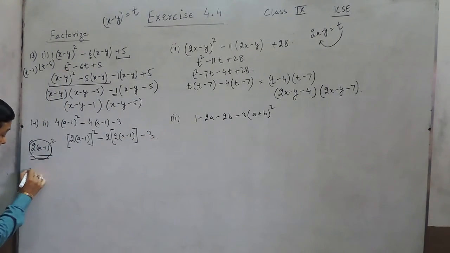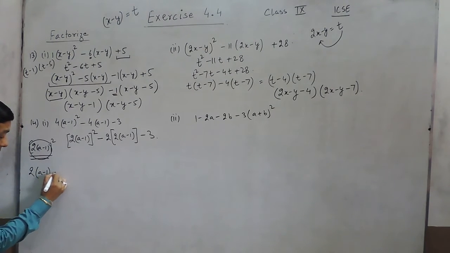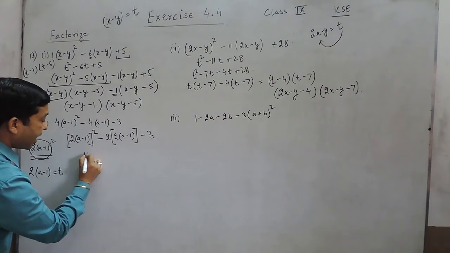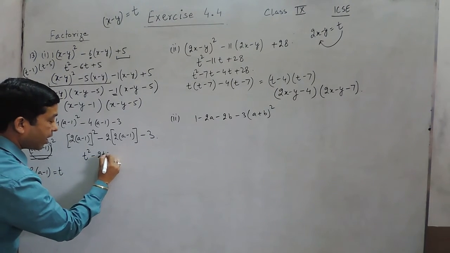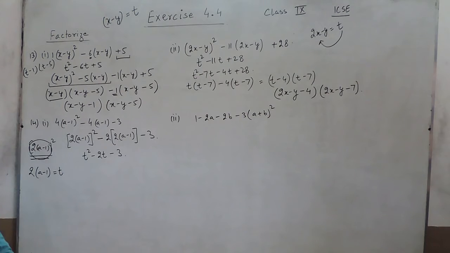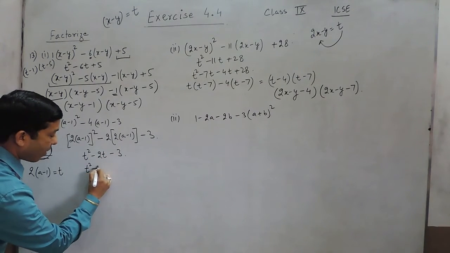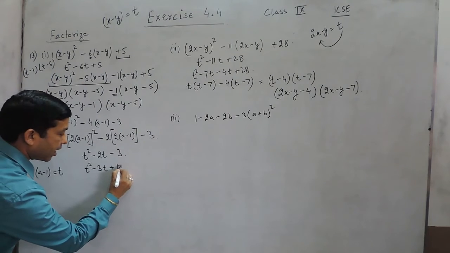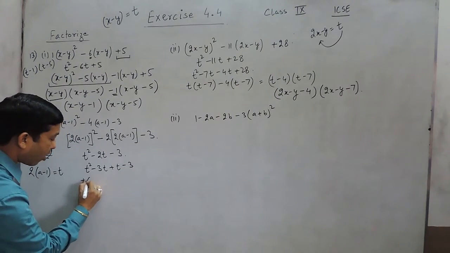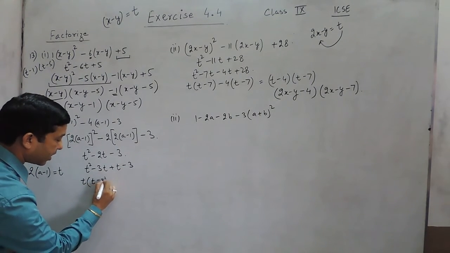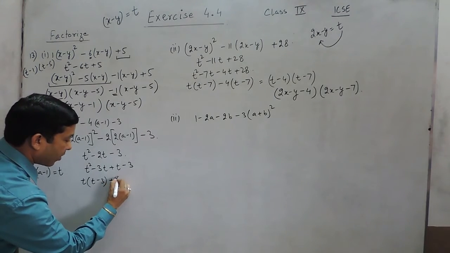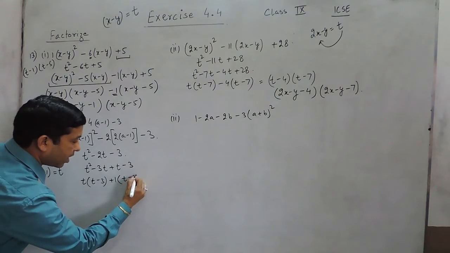If I take 2a − 1 as a value t, I can write it as t² − 2t − 3, because I have taken the whole factor 2a − 1 as a value t. Now if I solve this, it becomes t² − 3t + t − 3. Take t common in the first two, it becomes t − 3. If I take +1 common in the last two, again it is t − 3.